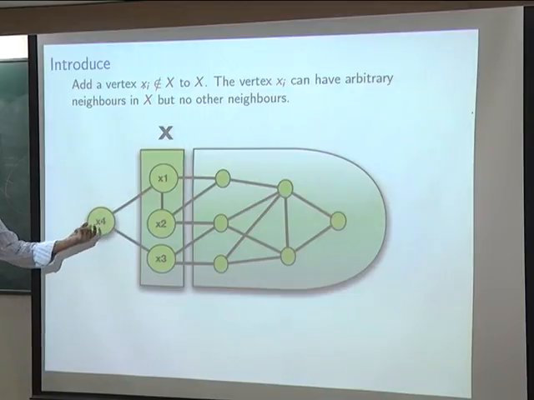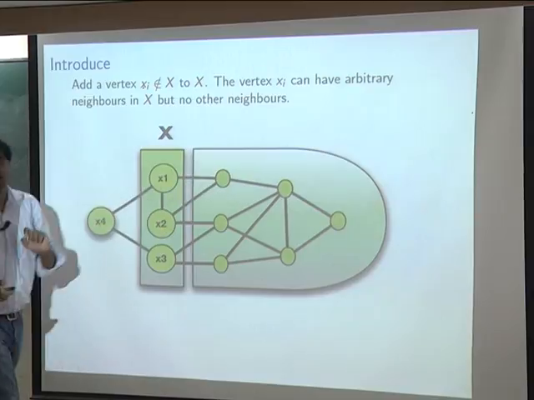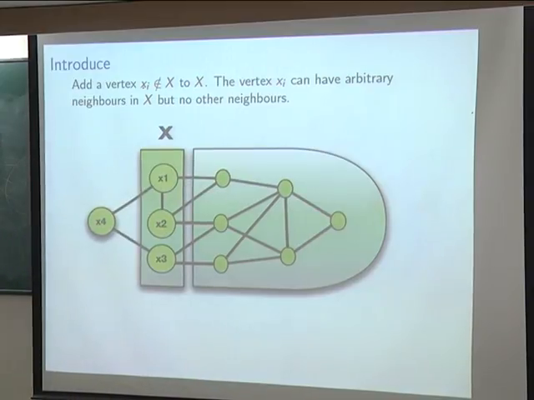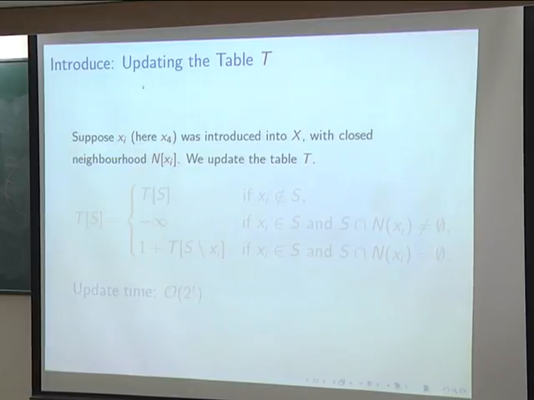You added some new vertex and maybe some edges here, but this guy has no edge here. Now how can we update our new table for the new x? Suppose we are now updating the table T. You had a table without this new vertex introduced. Now you have put this new vertex into this boundary. How are you going to update this table?